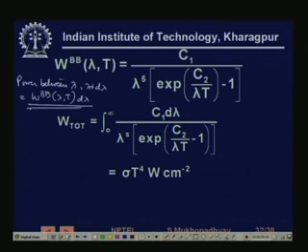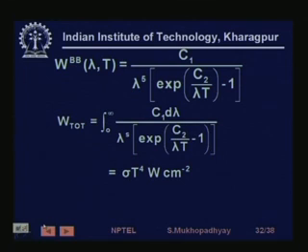So if you want to find out the total power, then you have to integrate this over lambda from 0 to infinity. So that is what has been done here, and you get it only as a function of temperature, which is Stefan-Boltzmann's law. So this is the Stefan-Boltzmann constant.